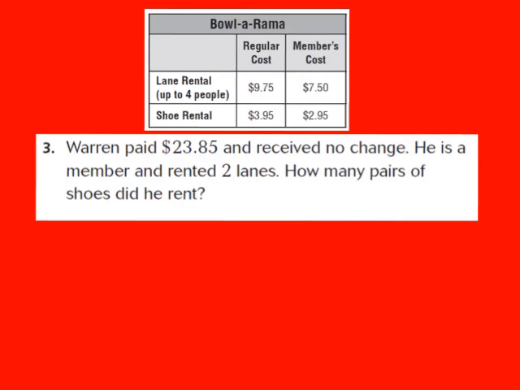So what I know is this. The question that we have to answer is, how many pairs of shoes did he rent? Now I also know that Warren paid $23.85 and that he received no change back. I also know that he is a member and that he rented 2 lanes. So what I'm going to do first is this. I'm going to calculate the cost of that 2-lane rental knowing that Warren is a member. So I'm going to go up to the lane rental and I'm going to find the section that deals with the member's cost, which is $7.50.